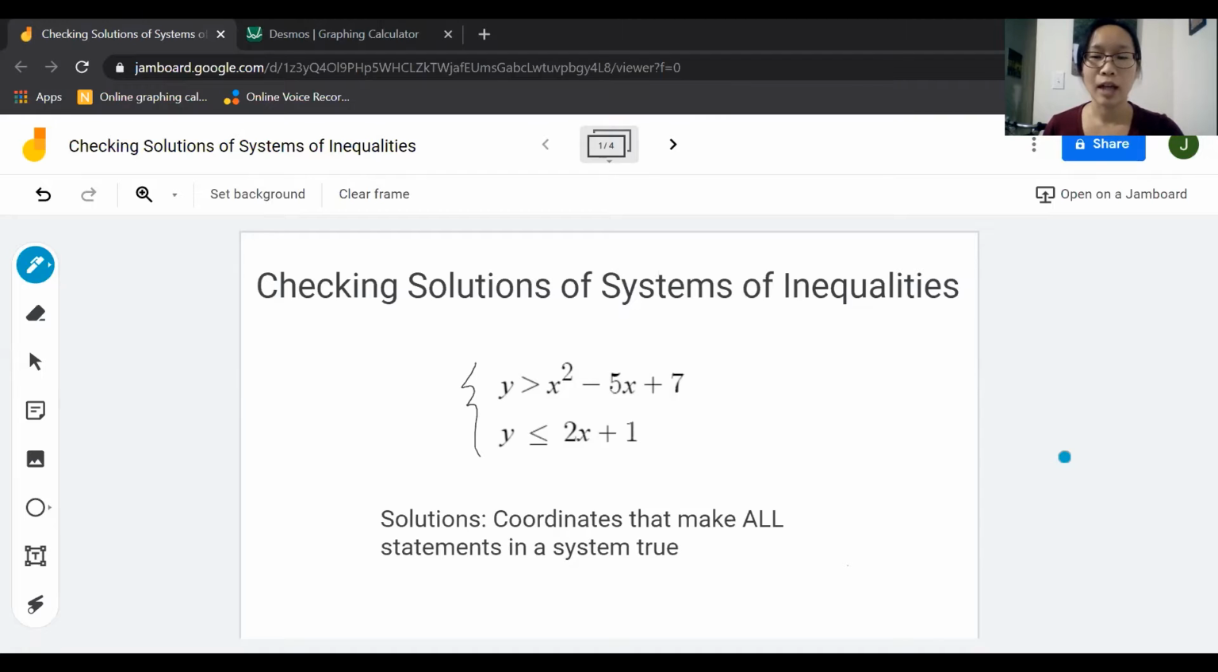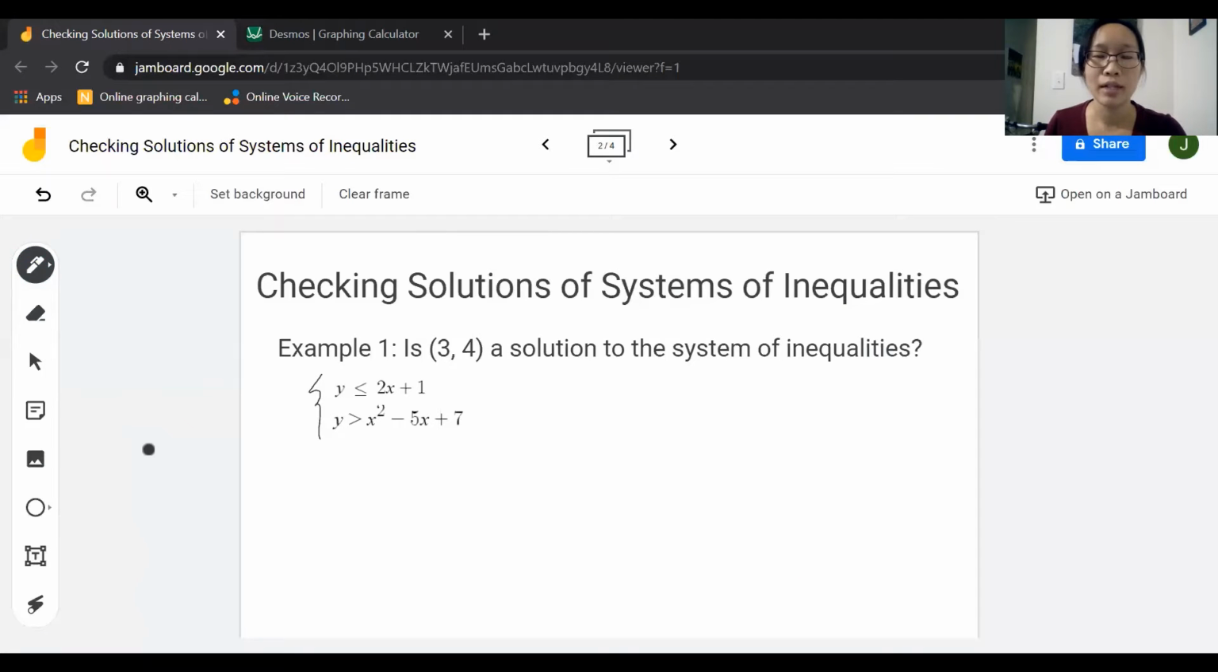Let's take a look at how to see if a given point x, y is a solution to a system of inequalities. Our first example asks, is (3, 4) a solution to the system of inequalities? It's very easy to check, just 2 steps. First, you plug in the point to all statements in the system. Then you ask, are all my statements true?